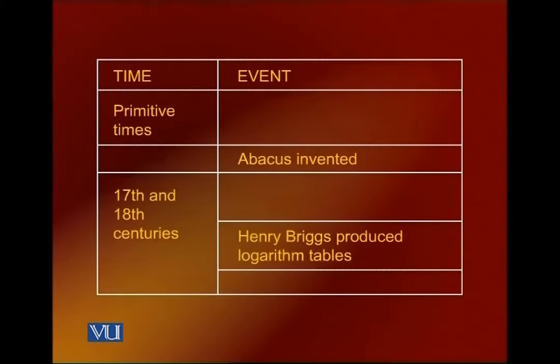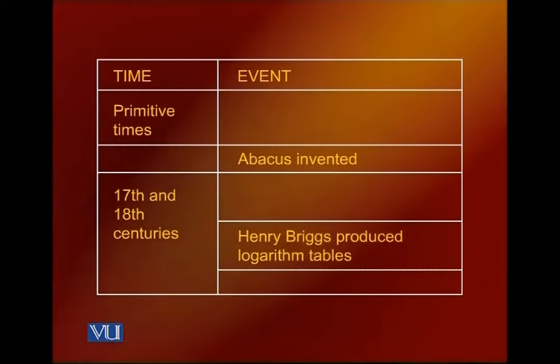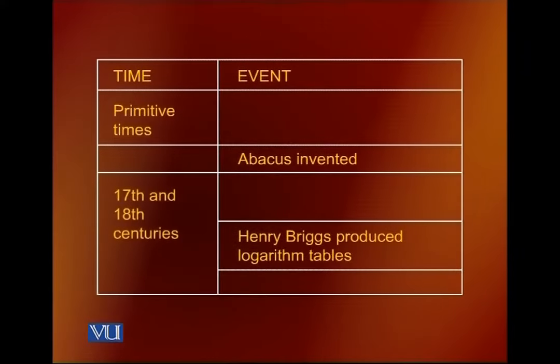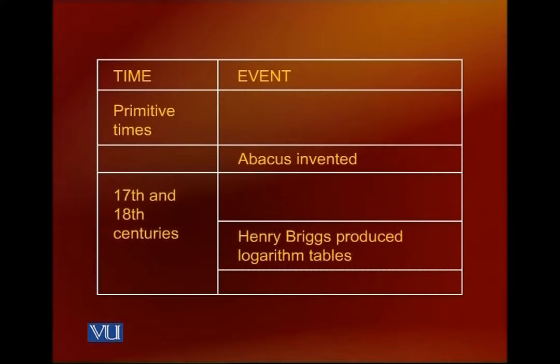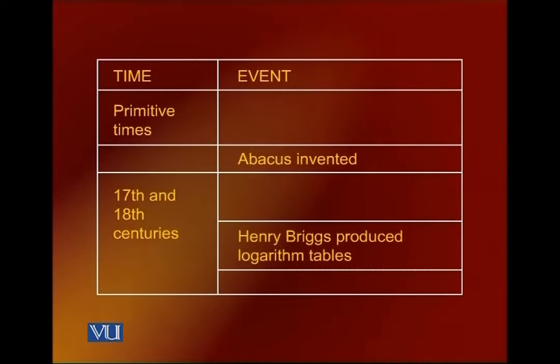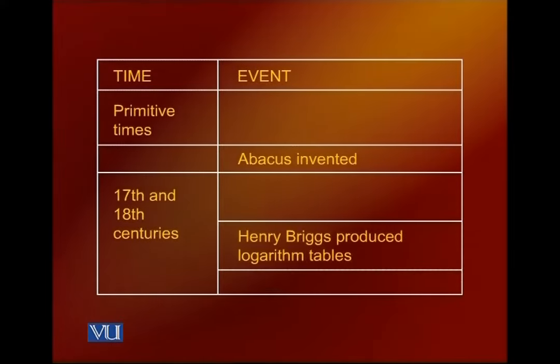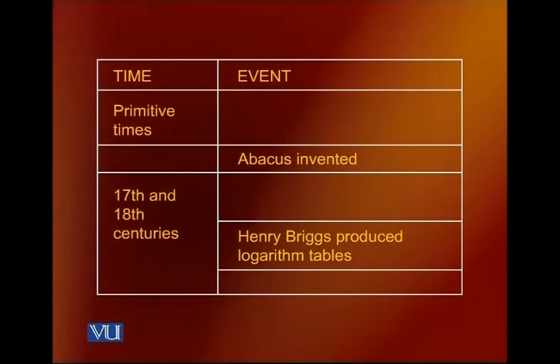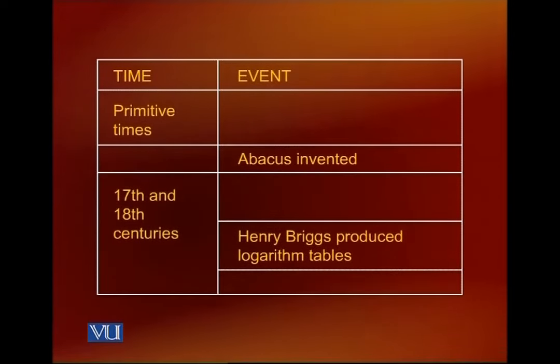The third major time period is the 17th and 18th centuries. And in the opposite column you find there are three events. Only one has been given to you. You have to fill out the other two events. Henry Briggs produced logarithm tables, but something must have taken place before that and something after that. The events given to you are incomplete, but a clue has been given to you, so you go through your text and quickly find out what took place before Henry Briggs produced the logarithm tables.